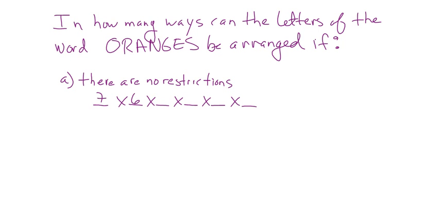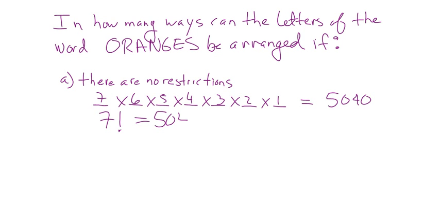Right? So you could go 7 times 6 times 5 times 4 times 3 times 2 times 1, which I believe is 5,040. You could go 7 factorial, right? Just using factorial notation. And you could also go 7p7, which is 5,040, right? So you have 3 different ways that you can solve this particular thing.